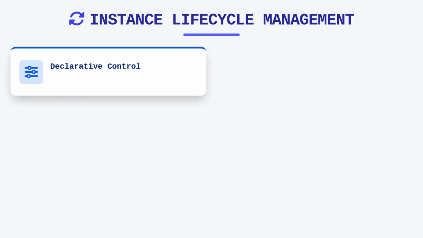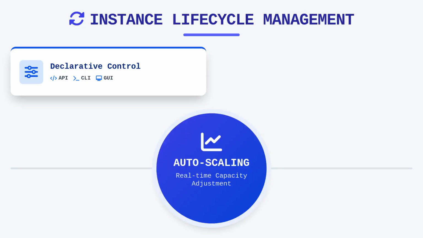Lifecycle management for these instances has been fundamentally redesigned to support declarative and predictable operations. You can initiate a state change, such as stopping, starting, or rebooting a server through the API, the command line interface, or the graphical console with immediate effect. Beyond manual intervention, the platform offers auto-scaling groups that monitor metrics such as CPU or memory usage to automatically adjust capacity by provisioning or terminating instances in real time.